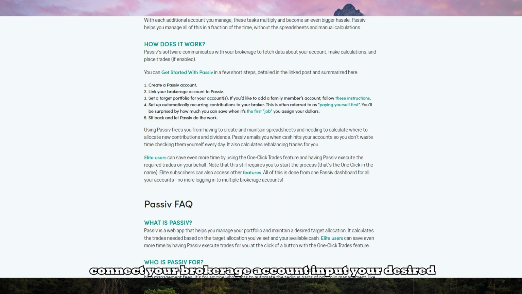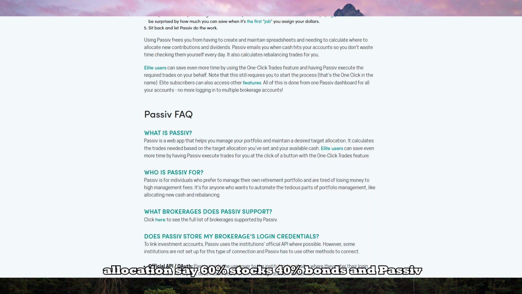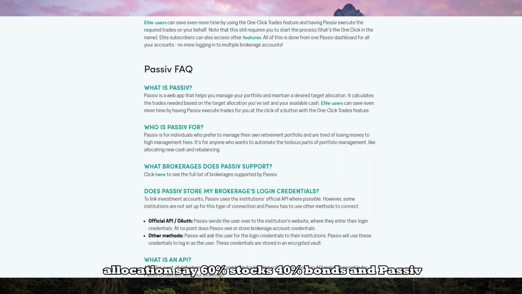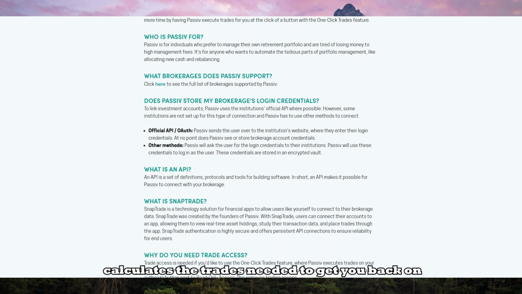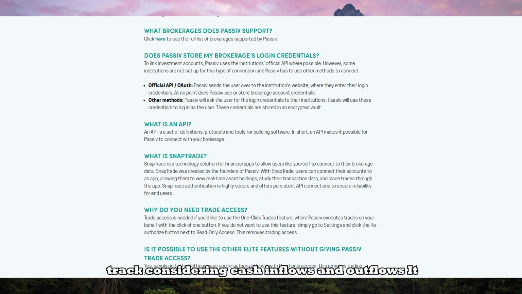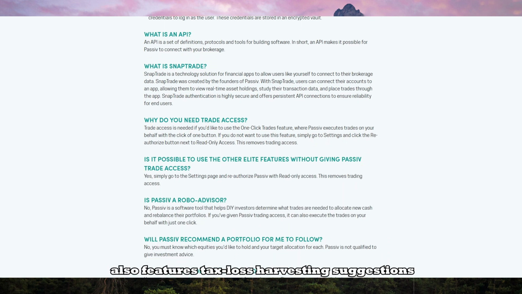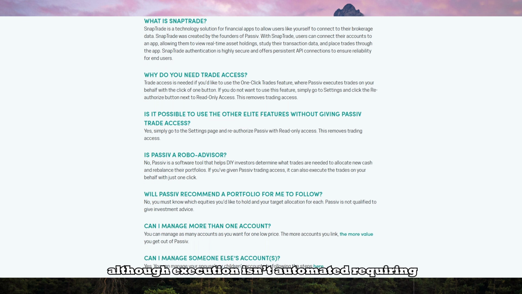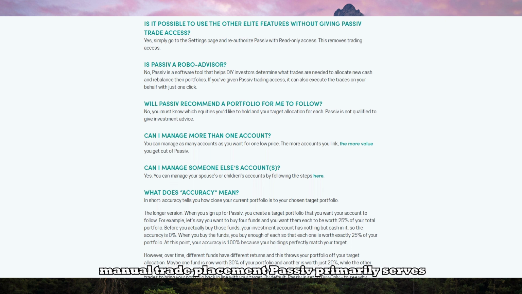You connect your brokerage account, input your desired allocation, say 60% stocks, 40% bonds, and Passiv calculates the trades needed to get you back on track, considering cash inflows and outflows. It also features tax loss harvesting suggestions, although execution isn't automated, requiring manual trade placement.